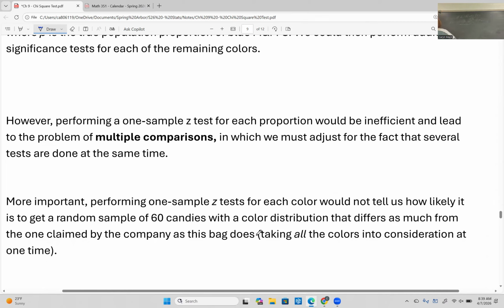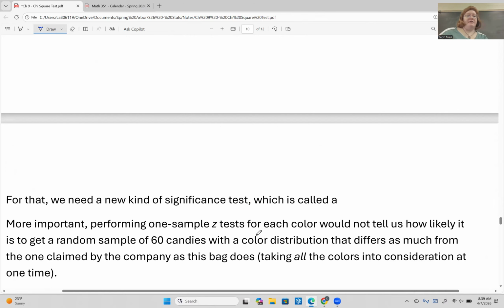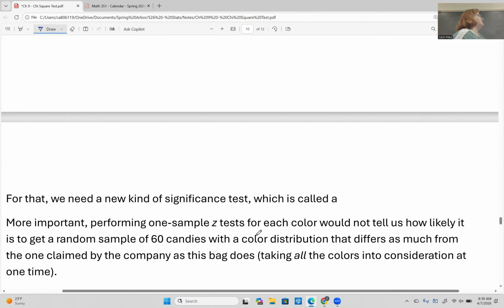So that means we need that new kind of significance test, which is called the chi-squared goodness of fit. It is the chi-squared test, but what it's ultimately for is when there's just one categorical variable.